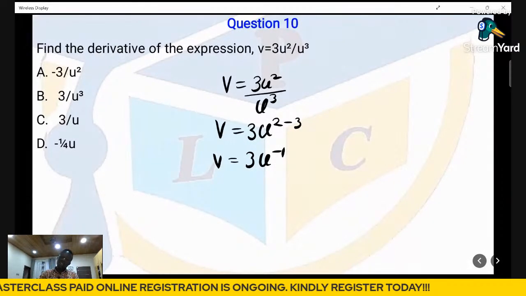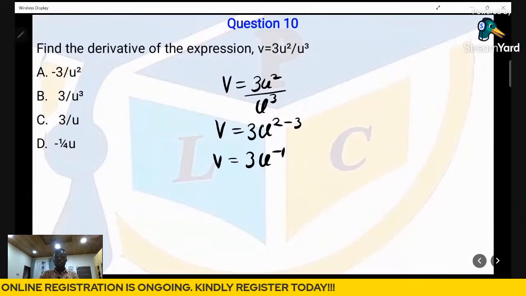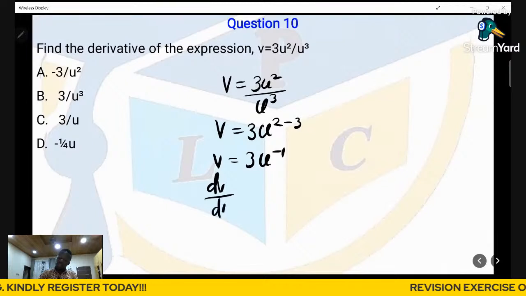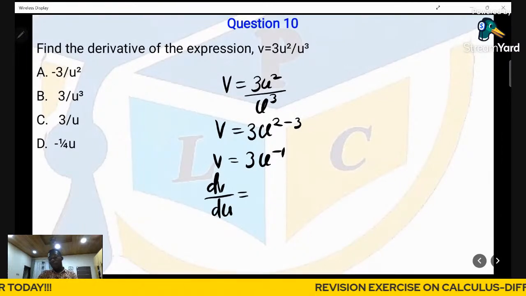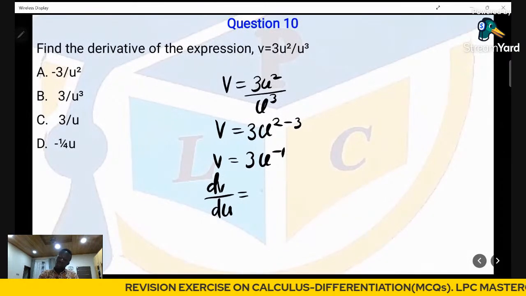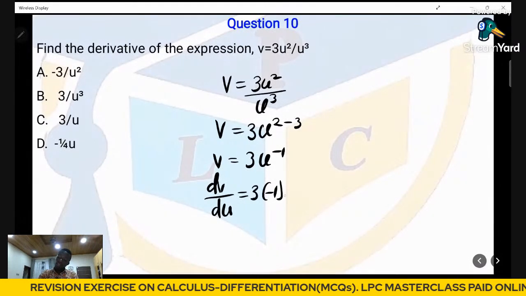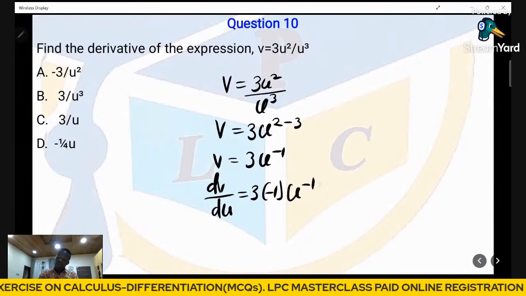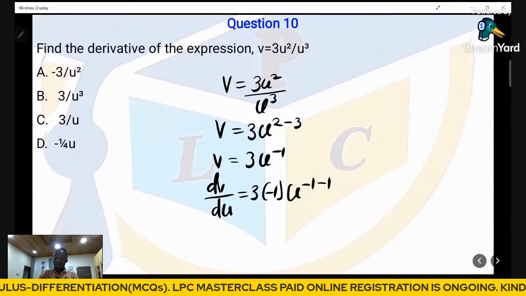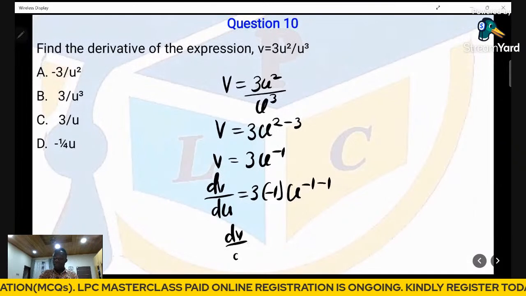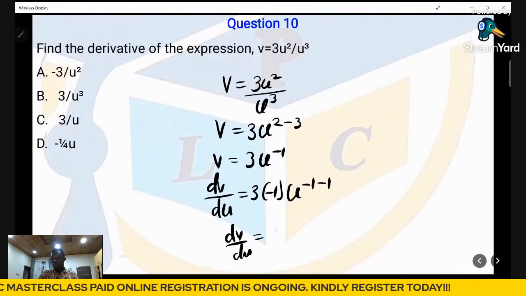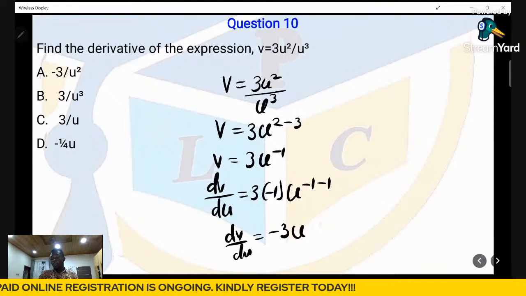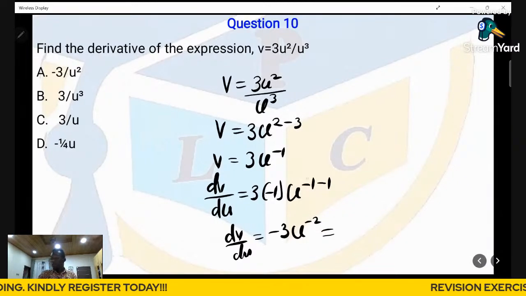So I've reduced the whole expression to its simplest form, 3u to the power of -1. Once I get this, now I can move on to differentiate this function. So I will say differentiate v, differentiate u, and that should give me, remember, the power here is -1. So when it multiplies +3, we are getting this. Then u to the power of -1, subtract 1 from the power again. So we have dv over du equal to -3u to the power of -2.